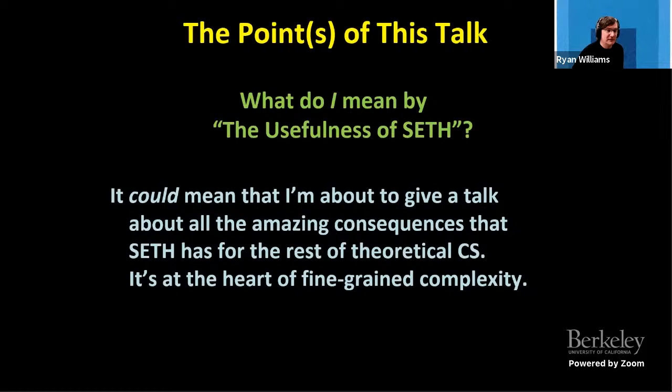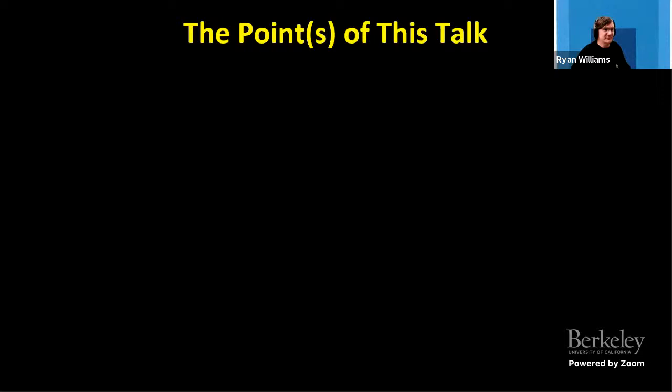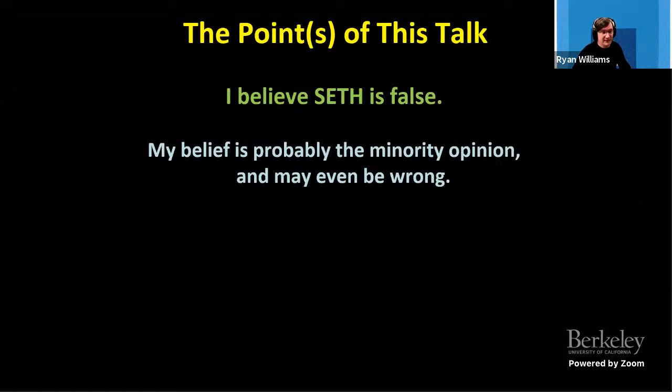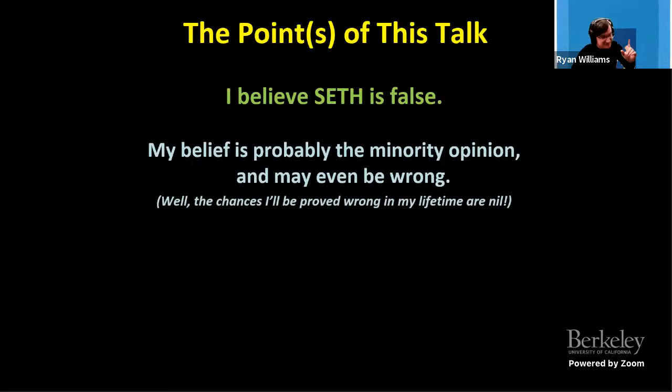For me, if I'm going to be brutally honest about everything, I believe strong ETH is false, okay? My belief is probably the minority opinion at this point, and it may even be wrong. But the chances I'll be proved wrong in my lifetime are nil. I'd be super happy if someone proves strong ETH is true, but that's so much stronger than P different from NP. I think I'm probably safe in that sense.